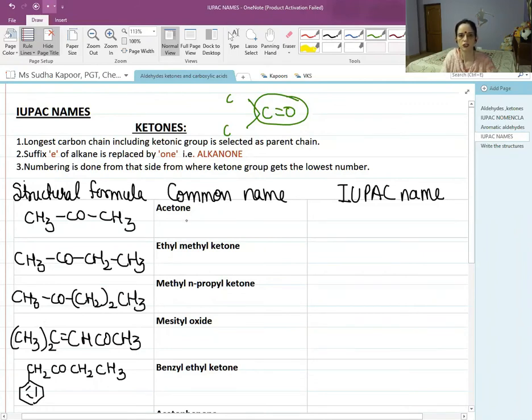CH3COCH3, in common terms, is known as acetone, but when we are talking about the IUPAC name, the 3-carbon alkane is propane. So it will be known as propanone.